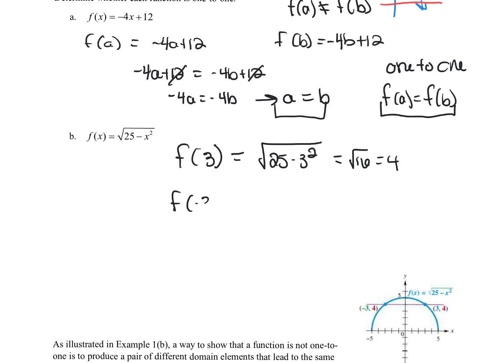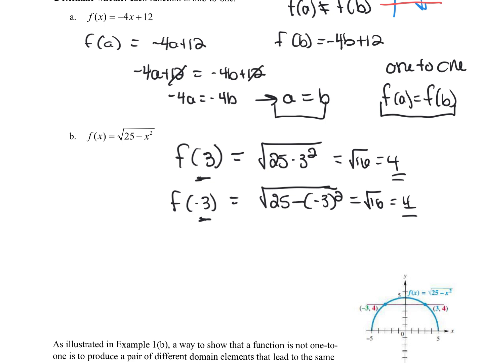If I do f of negative 3, same idea, I get 25 minus negative 3 squared. But when you square a negative, you get a positive. So it's going to be 25 minus 9, which is 16, which still gets me 4. So two different x values resulted in the same y value. The y's can't repeat if I'm 1-to-1, so this is not 1-to-1.